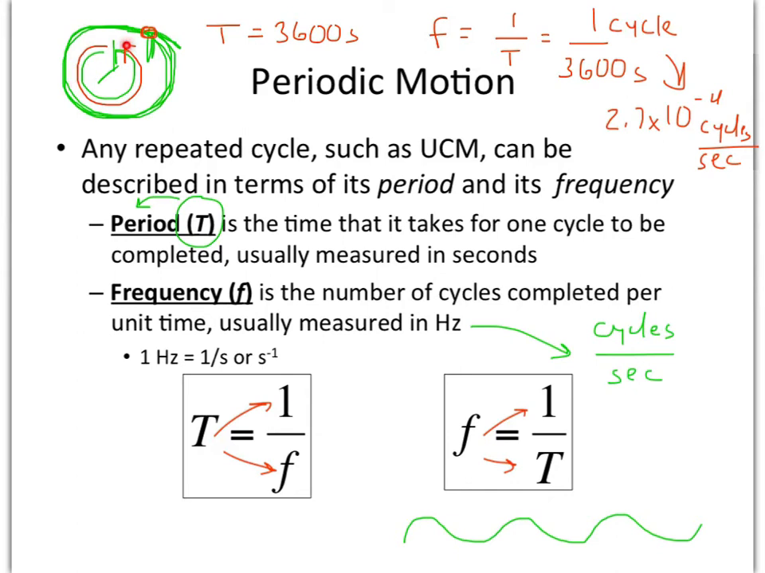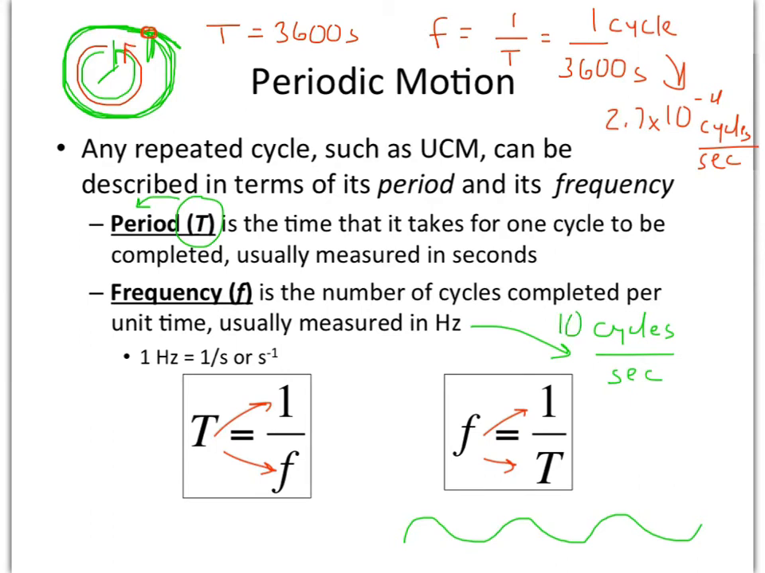Does that make sense? I may have picked a bad time period right here, but we'll say if something is a matter of, we'll say 10 cycles per second. All right, so this is a lot faster.